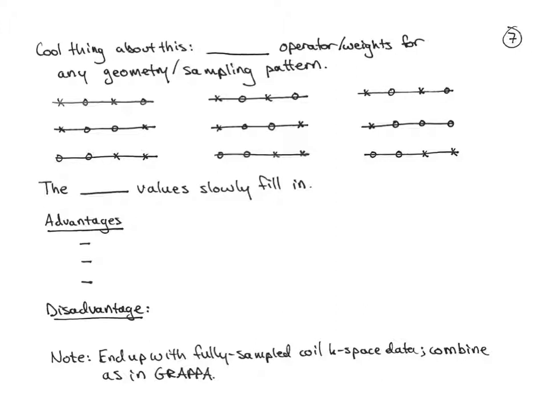Now the cool thing about this is that you can use the same operator or weights for any geometry or sampling pattern. Right? So you can use it here. You can use it here. And you can use it here. You're going to have some samples over there as well, presumably. And then the zero values slowly fill in as you run this.